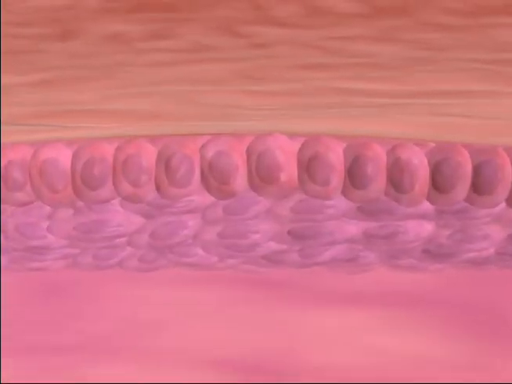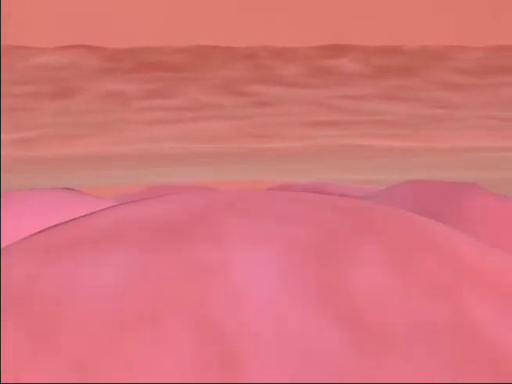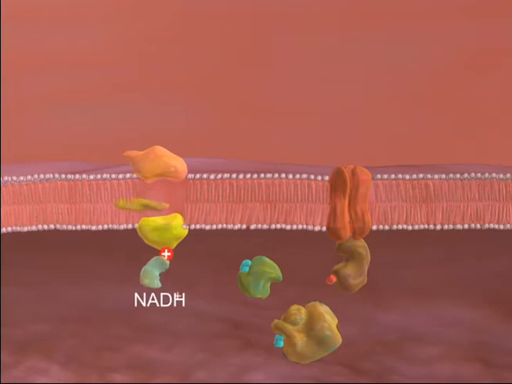Programmed cell death, or apoptosis, is a necessary process in all living organisms. It's the process by which cells are replaced when they become diseased or damaged. Within the membrane of a cell, excess protons, positively charged atoms, are transferred through a regulating pump.